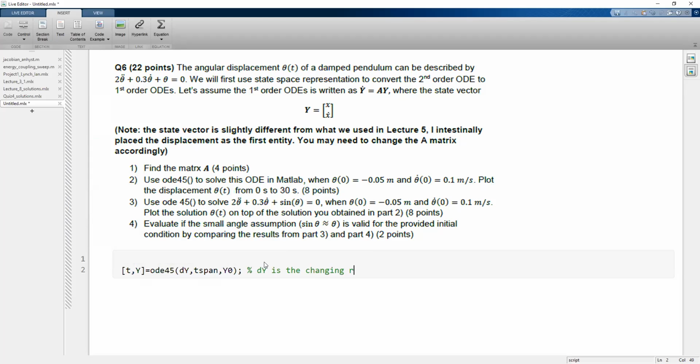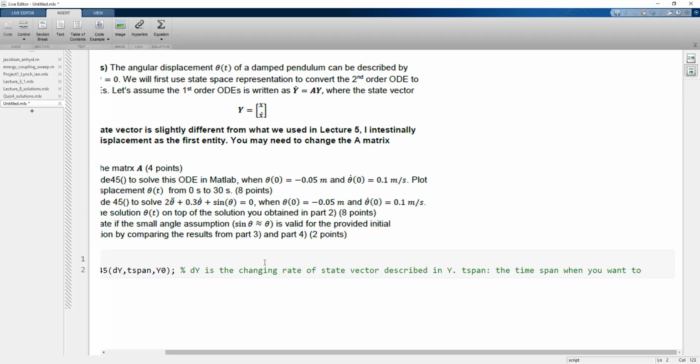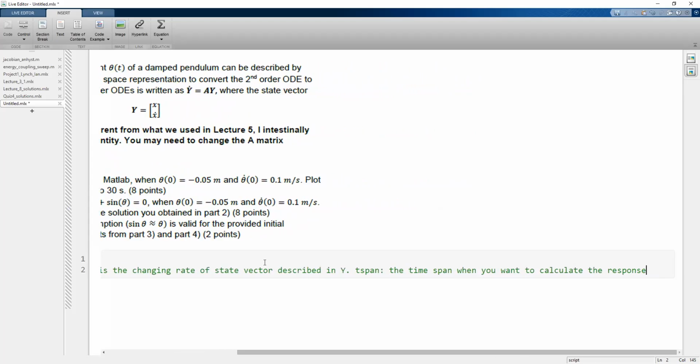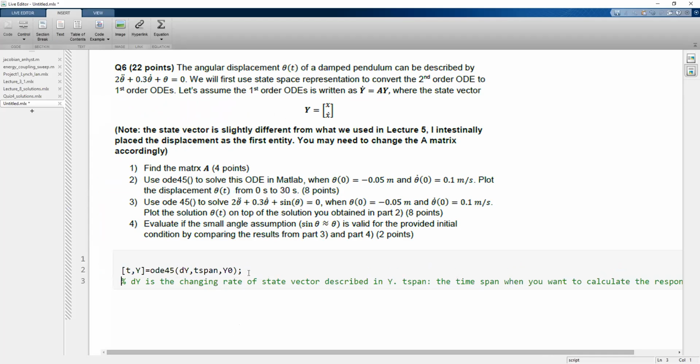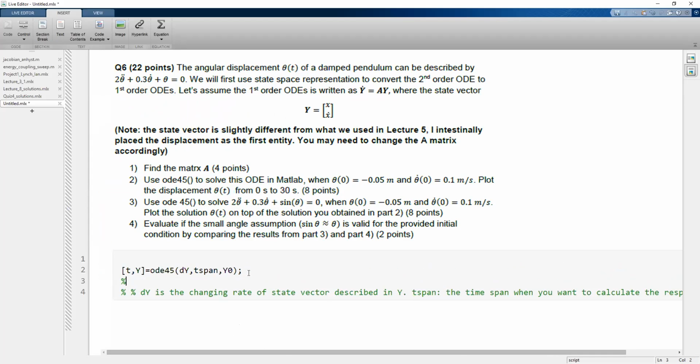dy is the changing rate of state vector described in y. So you have to describe the changing rate of your state vector using the state vector. And then t span is the time span when you want to calculate response. Right? So t span is like the range. Because it's a numerical method, you have to define up to which time point you want to calculate your response. And then y naught is the initial conditions of state vector. All right. So always remember that.